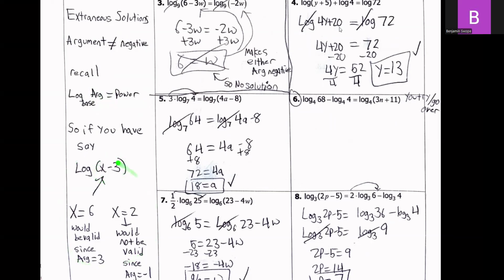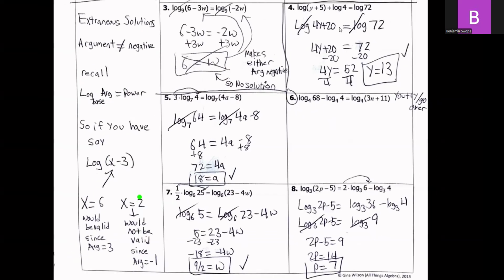So for this example, if I have log of x minus 3, 6 would be good because 6 minus 3 is positive 3. But for example, 2 would not be valid since it would give me a negative result when I plug it into here. And in equations, especially these first types, you're going to have multiple logs. It just has to happen in one log. So if one of the logs equals a negative, it's extraneous. It doesn't have to do it for both. Sometimes it will, but it just has to happen once.